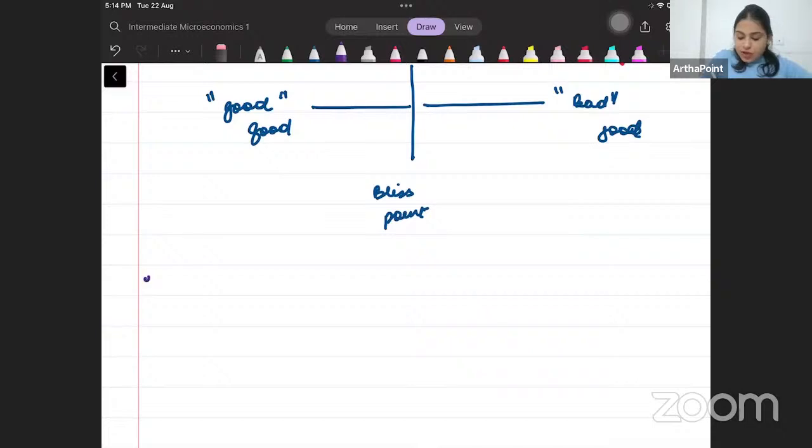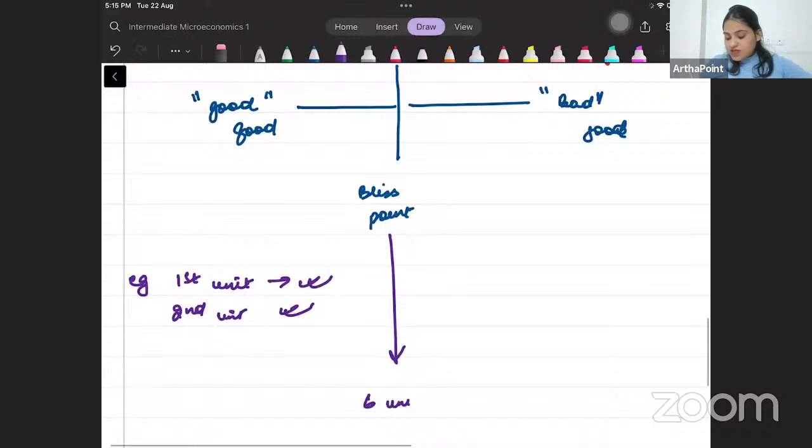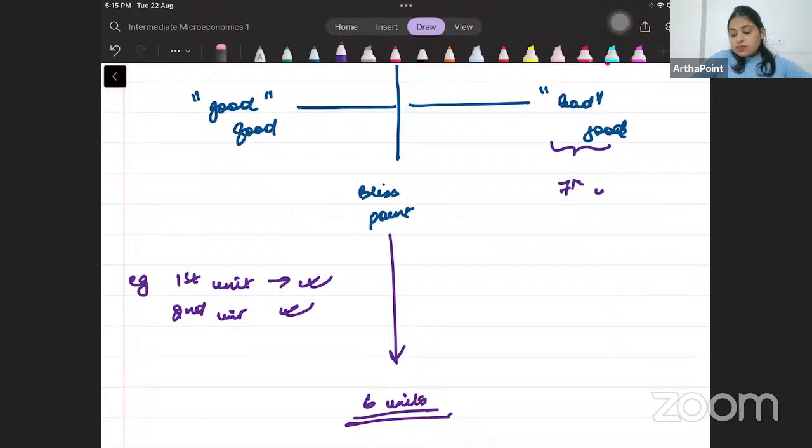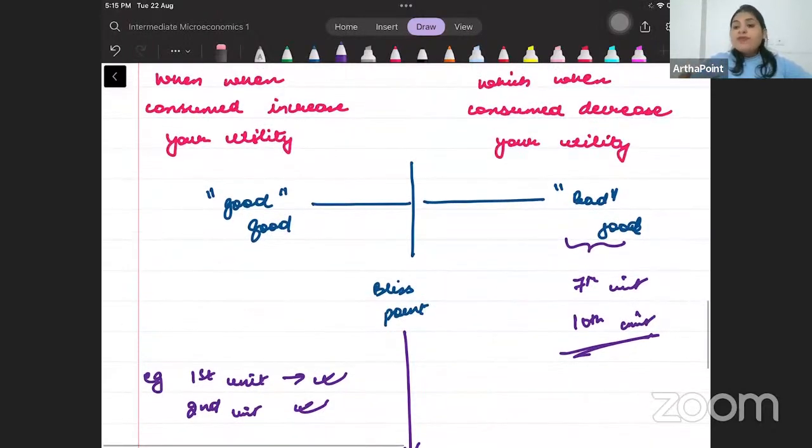So it's like this. You give me the first unit, I loved having it. You give me the second unit, still I loved having it. There is a point where I have reached the maximum. Maybe I can have a maximum of 6 units of golgappas. Now you give me the 7th unit. It will reduce my utility. You give me the 10th unit, maybe I will even vomit, right? So after a certain point, you will not welcome that commodity. In that case, you will not prefer more.